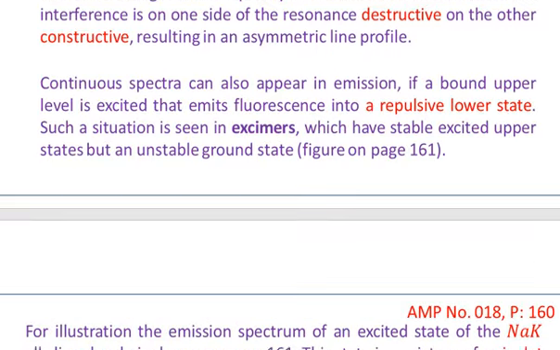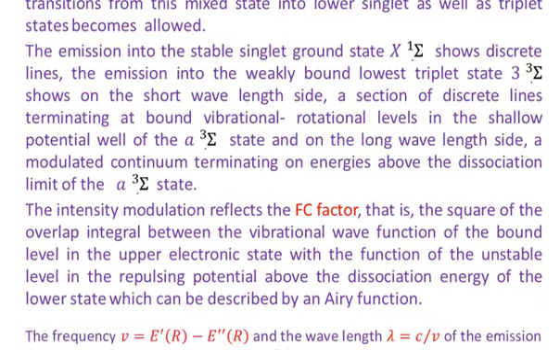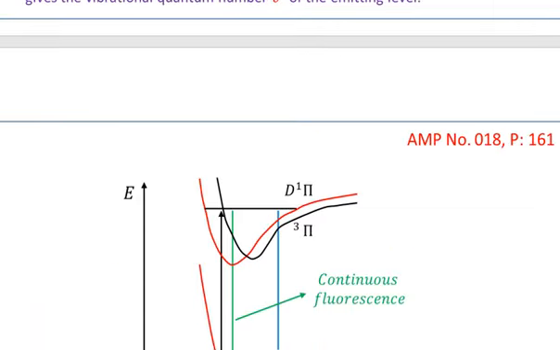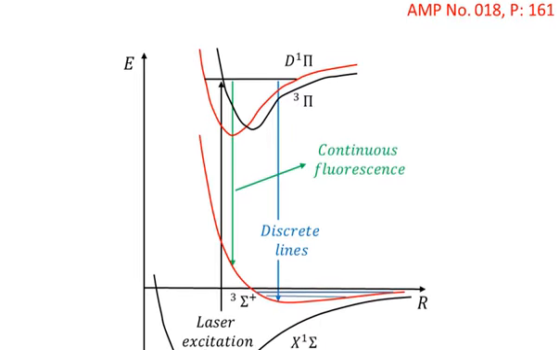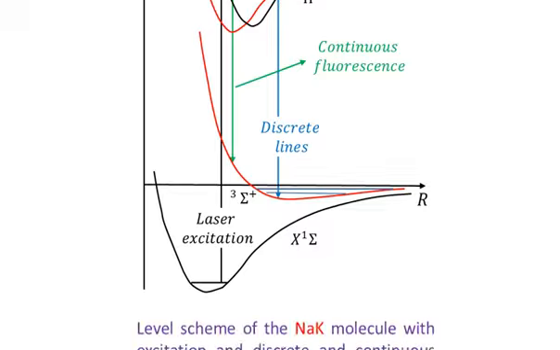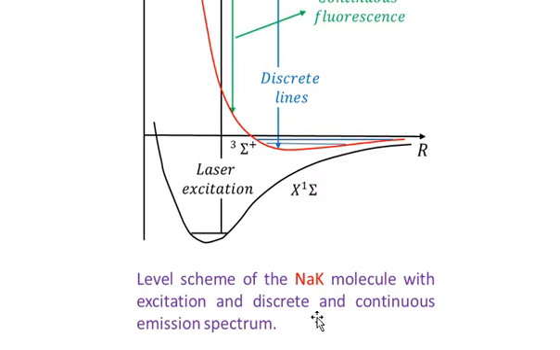And this is also shown in the figure on page number 161. So let me explain this figure. This figure is actually a level scheme of the sodium potassium molecule with excitation and discrete and continuous spectrum.